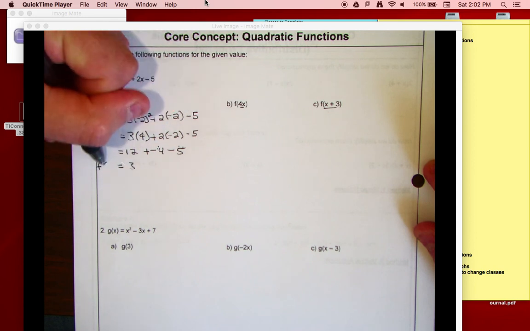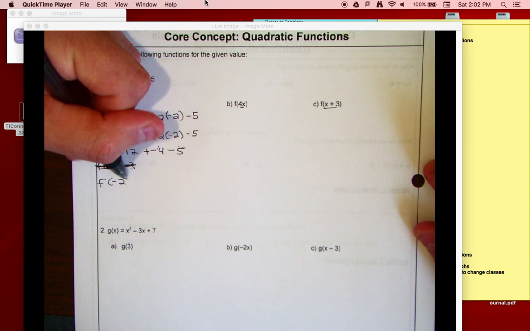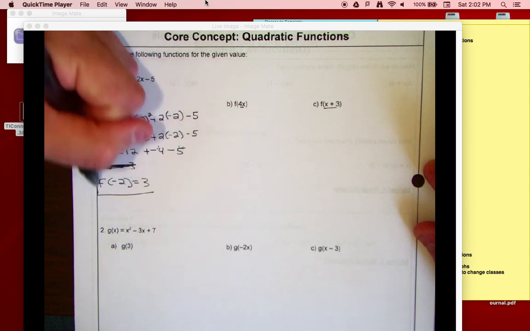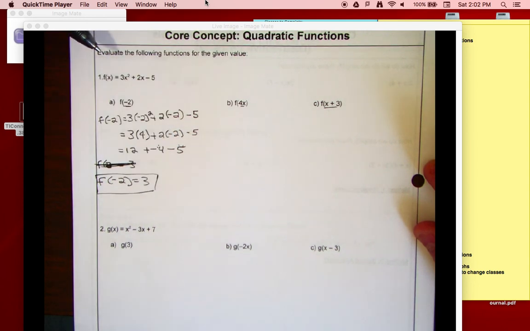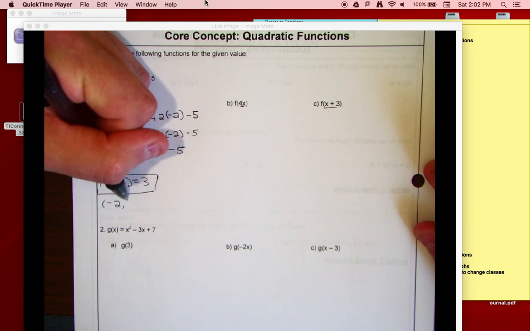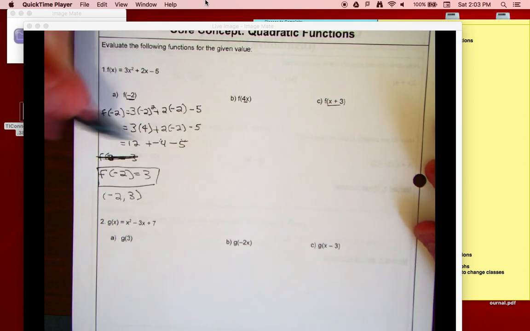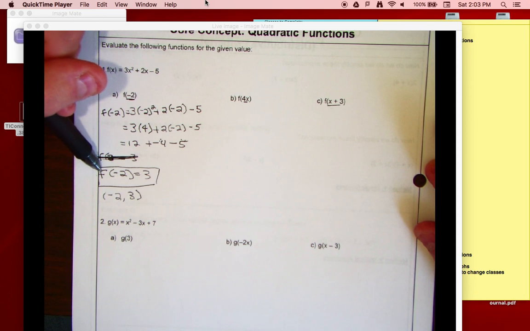Now when we write our final answer, we want to write f of negative 2 equals 3. This is just notation. We could say that y equals 3 when x equals negative 2, or we could also write it as a coordinate. Either one of those is fine. Usually with functions we leave it like this one right here.